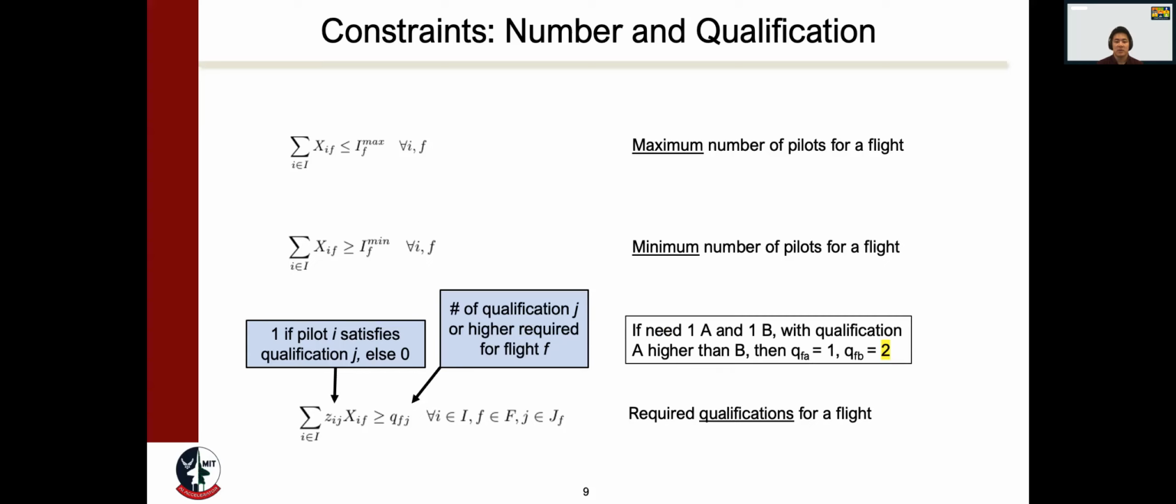Consider an example with one A and one B pilot required, with A being higher than B. If we set Q for A and B to both be 1, we could satisfy this requirement with just one pilot of level A, as it would satisfy both constraints. Thus, we must require 2 of level B or higher and 1 of level A or higher.